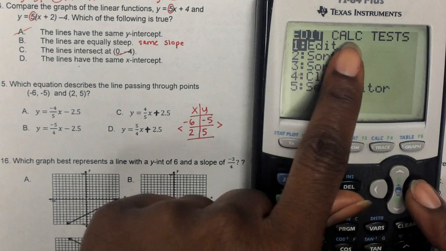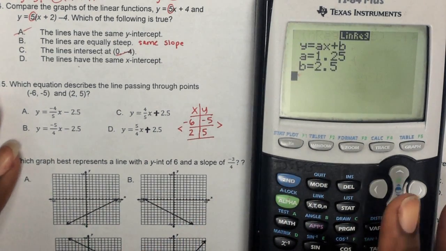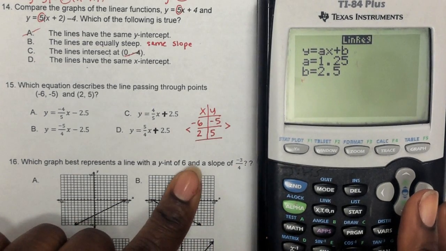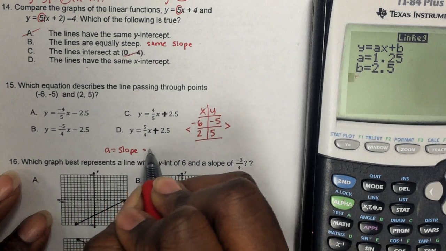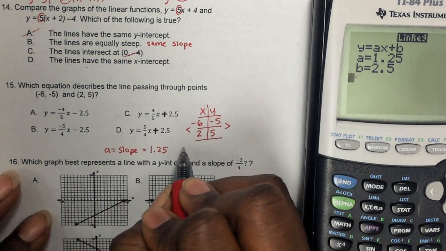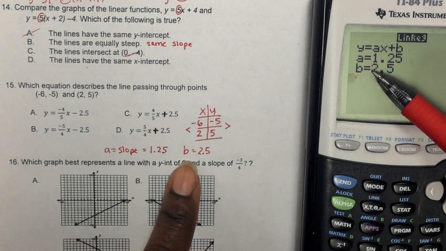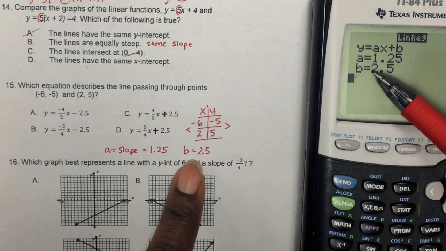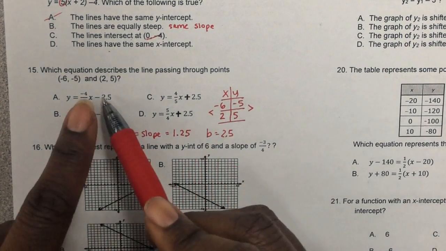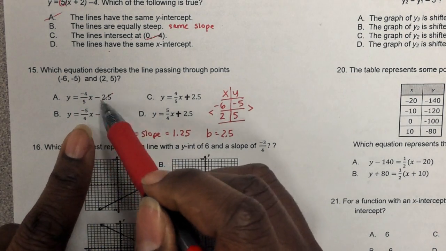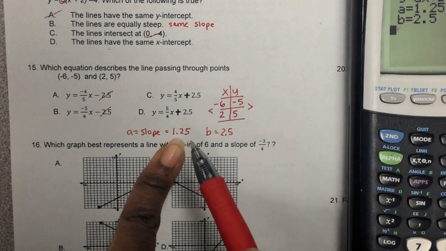So press stat, go over to calc, press number 4, the linear regression. Remember, it gives you the A and the B. The A is the slope, which is 1.25, and the B is 2.5. Make sure you look and see, is the B a positive or did they put a little negative sign there? This is definitely a positive B. If your B is positive, that can't be and that can't be, because the B has to be a plus.